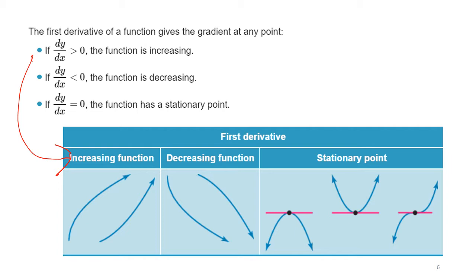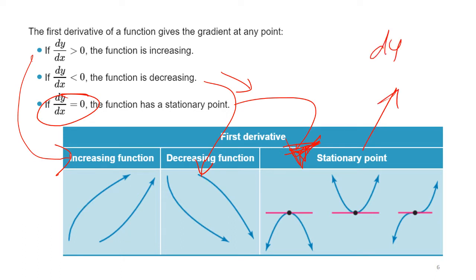dy/dx less than 0, we know the function is decreasing. It is sloping down, right? It's sloping down. So this is talking about this case. But if dy/dx equals 0, then we are at a stationary point. Okay? A stationary point is when dy/dx equals 0. You must remember this.